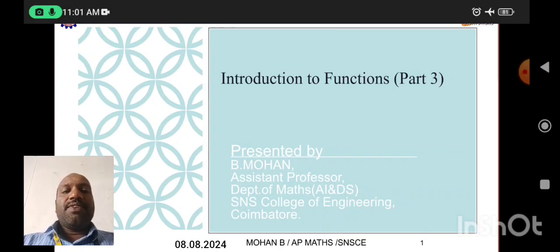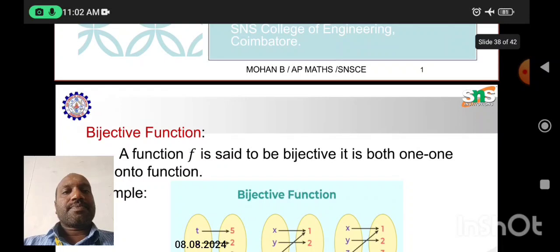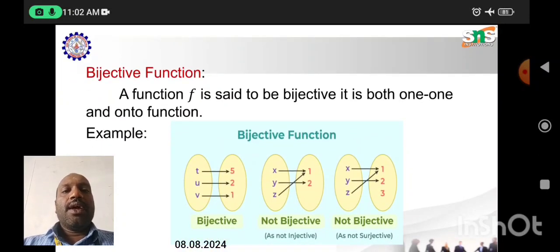So previously we discussed the function part 1 and part 2, and here we are going to discuss the function part 3. We discussed one-to-one and onto in the previous video. Here we have to discuss the bijective function, as well as the surjective function.